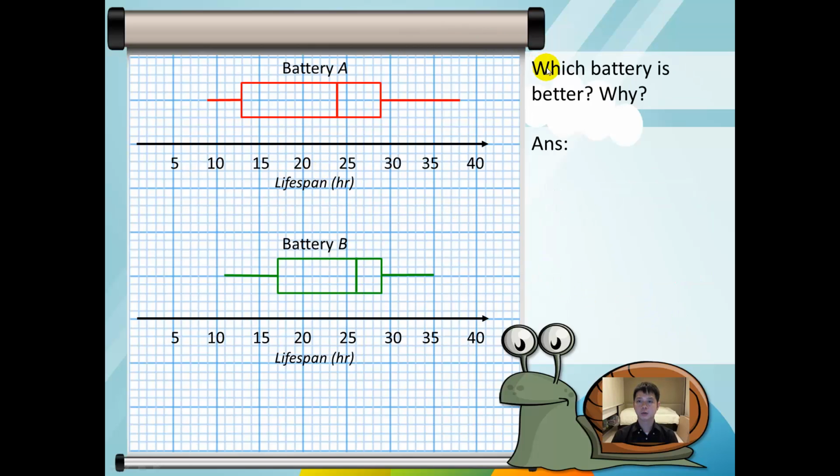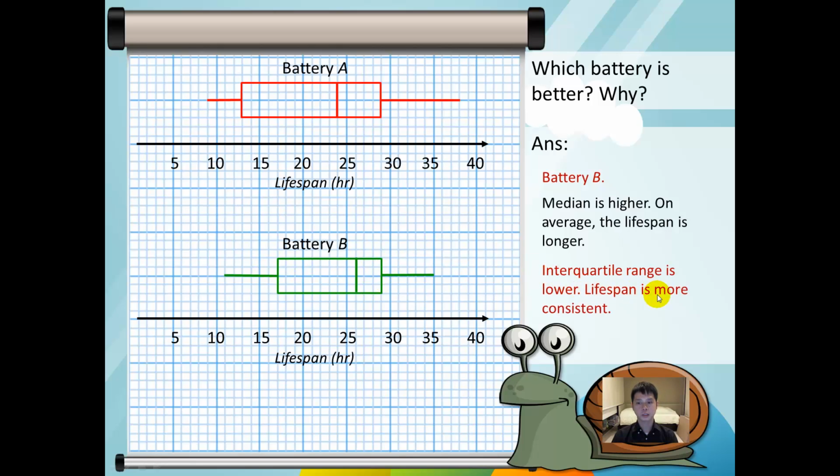Finally, we are asked to find out which battery is better and why. And yes, we will talk about the median. And since the median of battery B is higher, therefore battery B is better. In other words, on average, the lifespan of battery B is longer. Likewise, since the interquartile range of battery B is smaller, it is actually more consistent. And having batteries with more consistency is actually better. And hence, these 2 answers will explain why battery B is better.